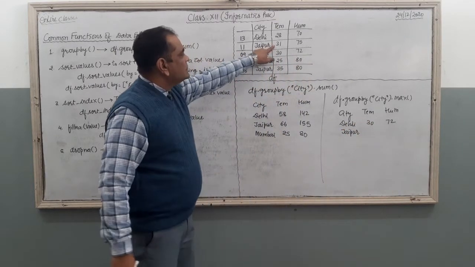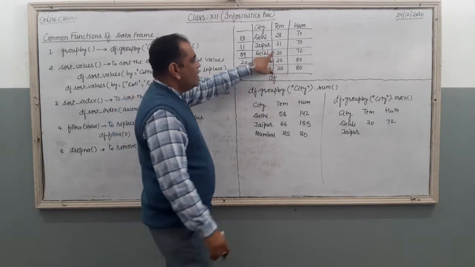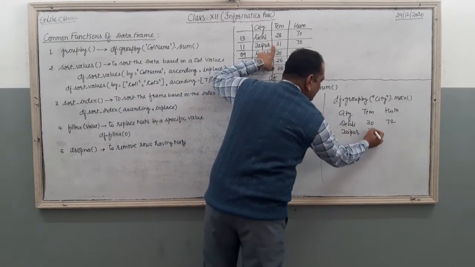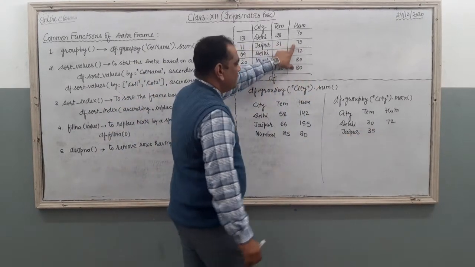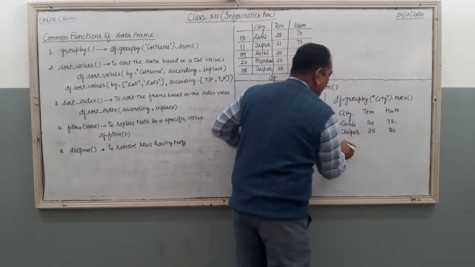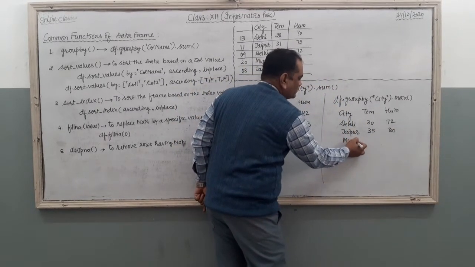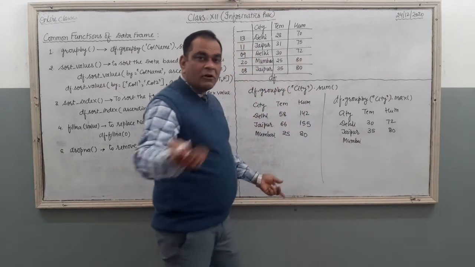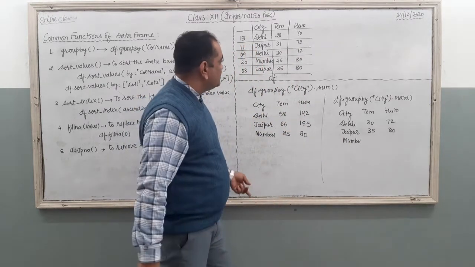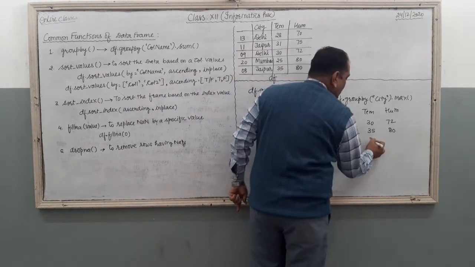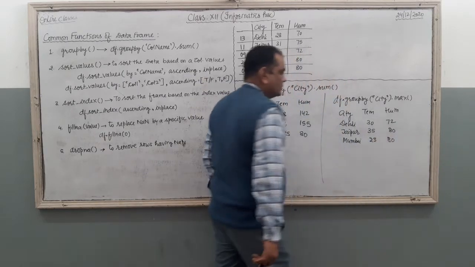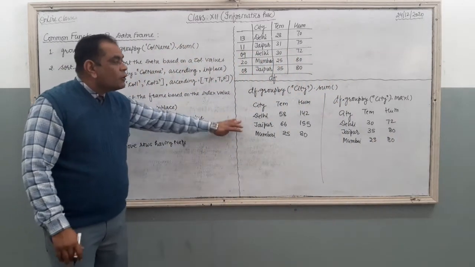Jaipur and the maximum value 31, 35. Maximum is 35. And then 75, 80. Maximum is 80 over here. Then Mumbai. Only one record is there with this specific city. So computer shows the single record value only. Right? This is the group by command.